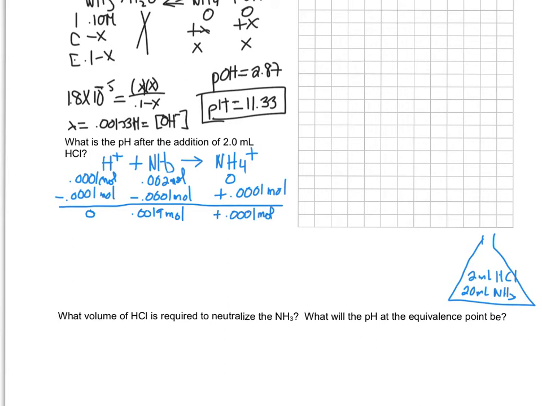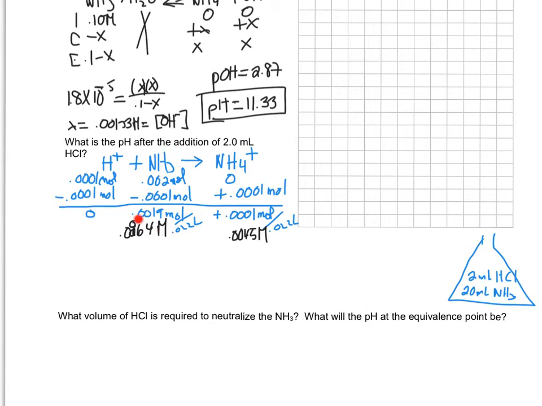I'm going to go ahead and divide by the total volume. I have 22 mils, so divided by 0.022 liters. This one gives me 0.0864 molar. And this one gives me 0.0045 molar.